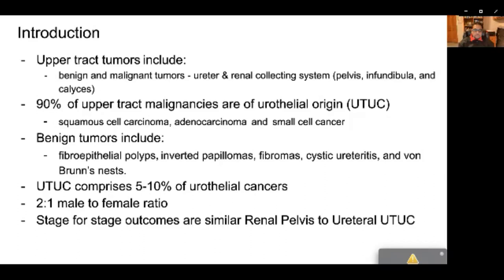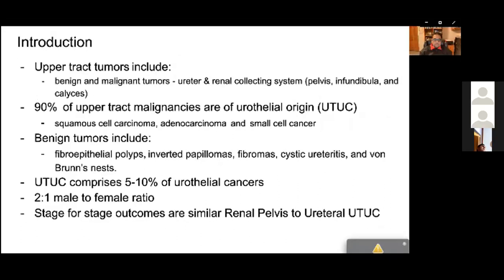So when we move on, grading and staging is much similar to that for bladder cancer. There are some differences, however. If you do not have a visible tumor but you have positive cytology, this is considered consistent with carcinoma in situ. In T2 disease, because of the thin muscularis layer, it is difficult to diagnose on biopsy or on imaging. That also makes it more likely for tumors, especially the ureteral cancers, to be more advanced and present with T3 disease rather than T1 or T2.